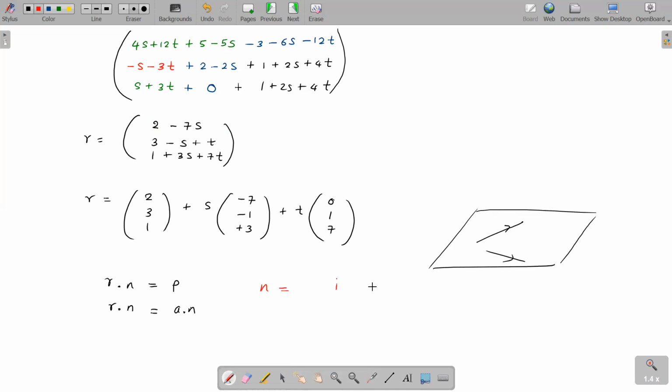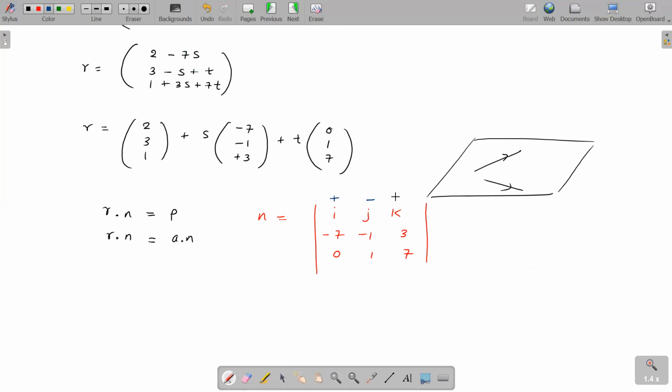How do you get the cross product? You remember it's the determinant of a 3 by 3 matrix, right? The first one, -7, -1, 3. The next one, 0, 1, 7. Can you all get the n vector? Plus i times the determinant of -1, 1, 3, 7. Minus j times -7, 0, 3, 7. Plus k times -7, 0, -1, 1. Are you with me?